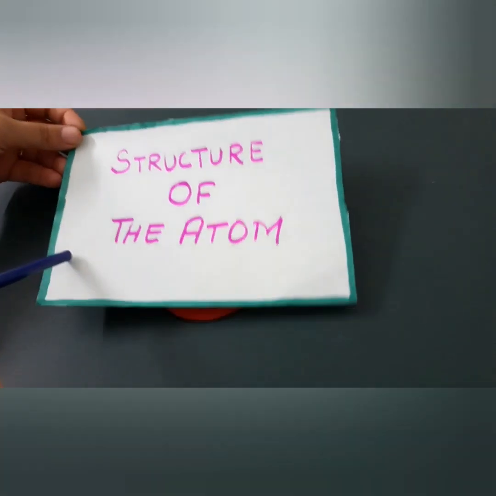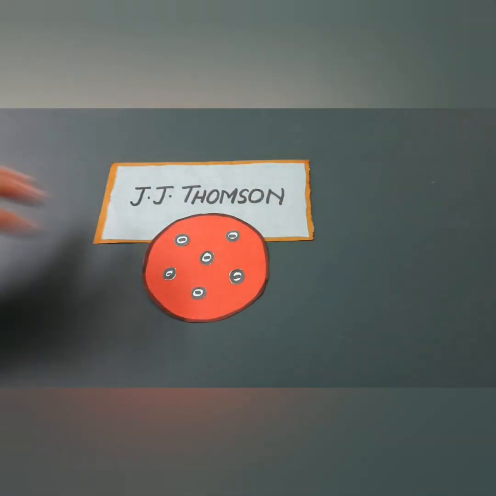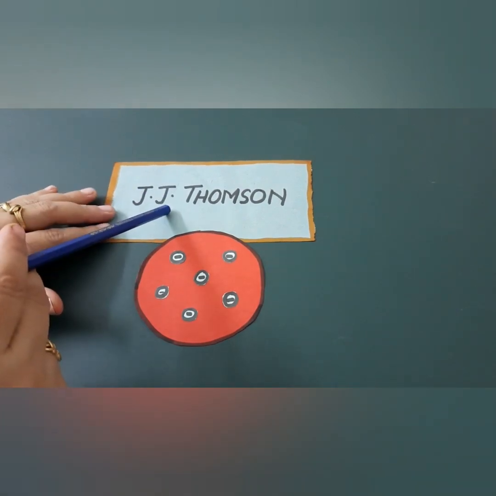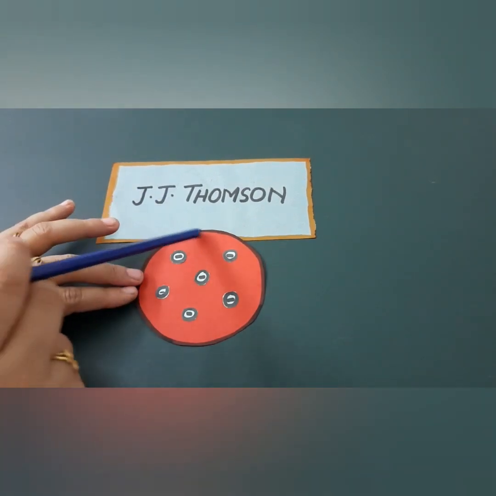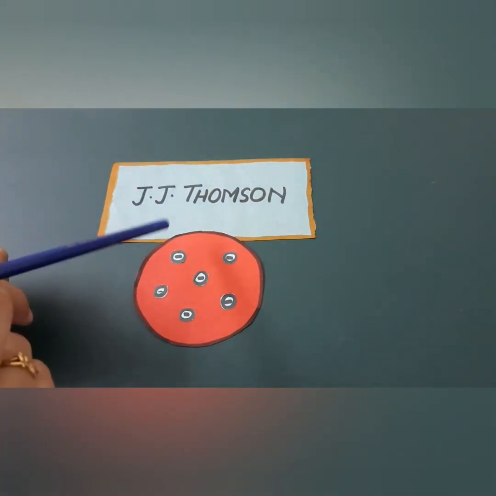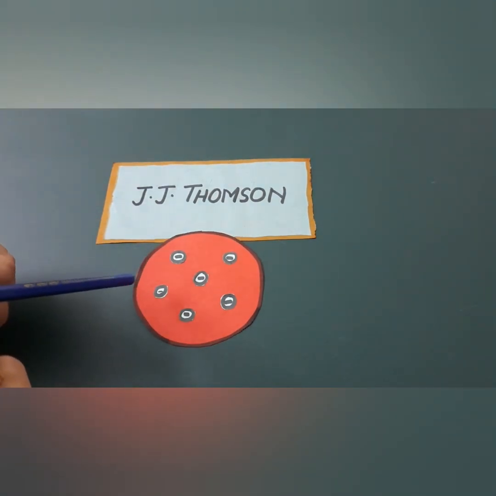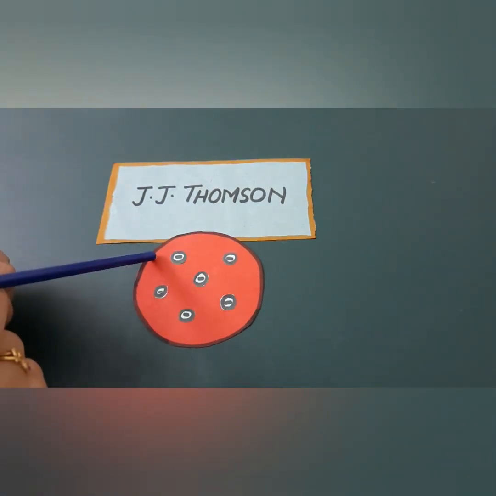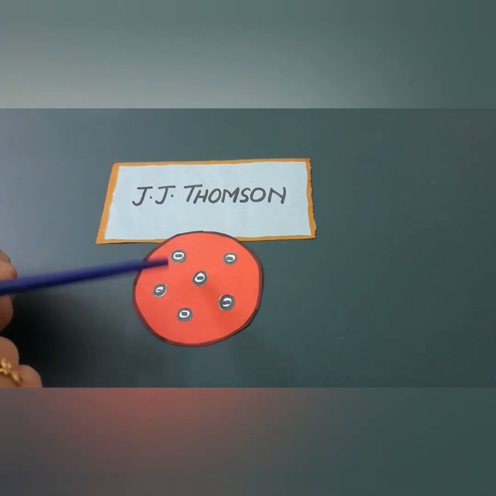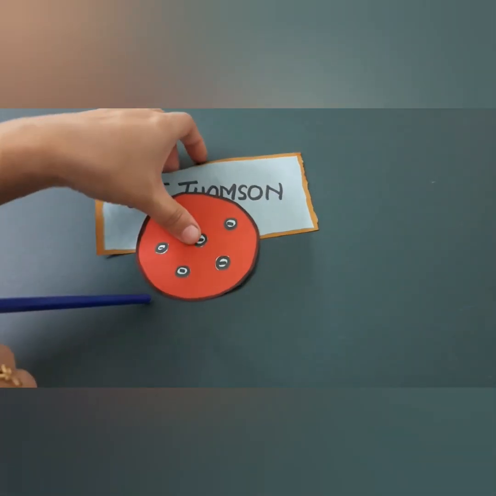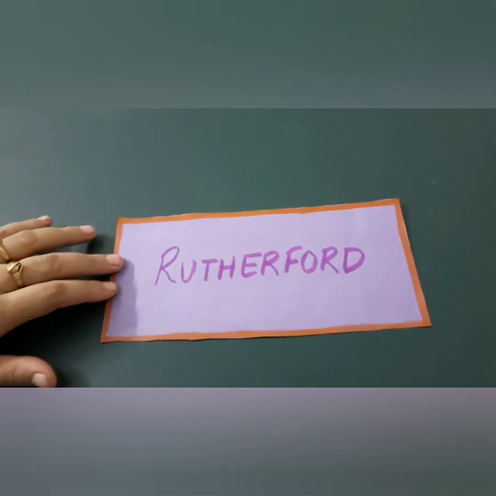So if you remember, in an earlier video we discussed the Thomson model. According to Thomson, the structure of the atom is like this, and this model is also known as the watermelon model. In this model the positive part is evenly spread and the electrons are embedded in it. Now we are going to discuss the Rutherford model.